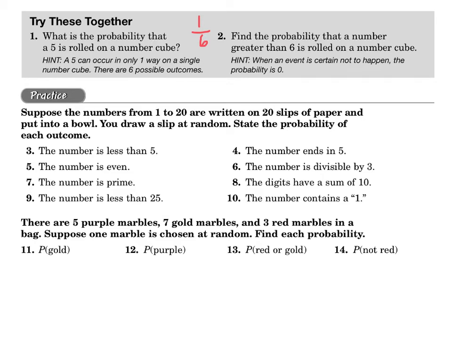Find the probability that a number greater than 6 is rolled on a number cube. Well, if there are no numbers greater than 6 on a number cube, then that would be 0 out of 6, or just 0, because it's impossible.